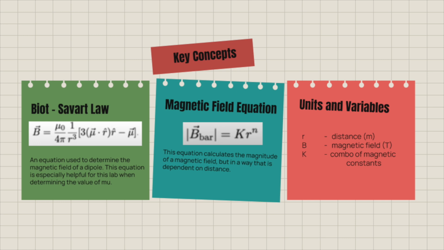Finally, important unit variables used include r being the distance in meters, magnetic fields represented by teslas, and finally K, which is the combination of magnetic constants.